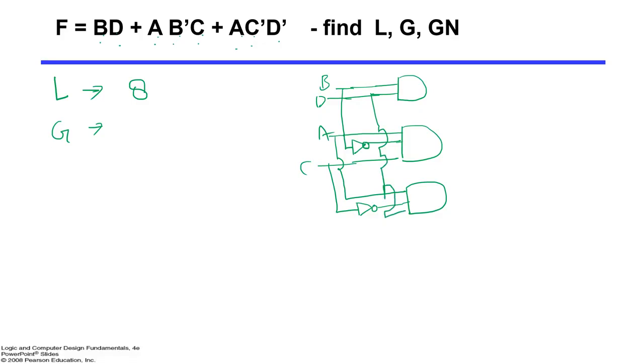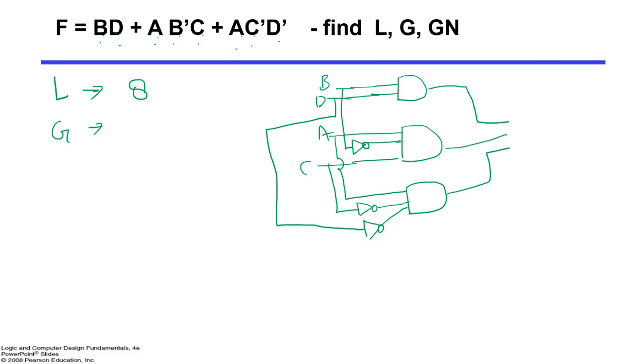Sorry, I need the complement of that. I didn't add the complement here, so let me add it. Let me take it here so that it will be much easier. Now we have to OR all of them. So we put them all together into an OR gate, and this is your final output, F.